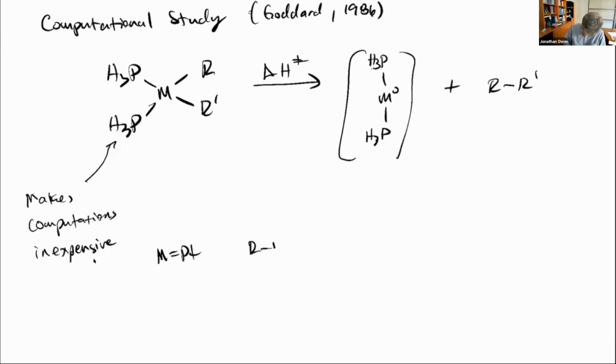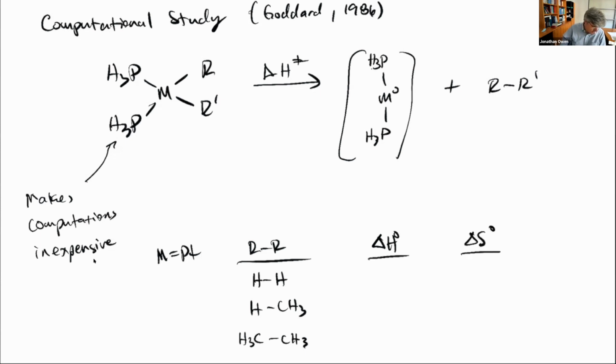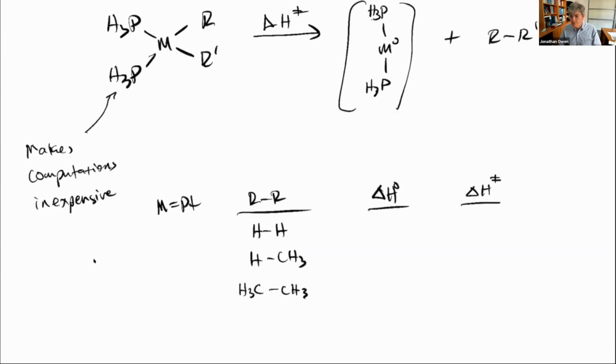And they looked at a series of different R-Rs. So they looked at hydrogen, they looked at methane, and they looked at ethane. And they computed the delta H of the reaction, the free energy of the conversion, and they also computed the barrier height.